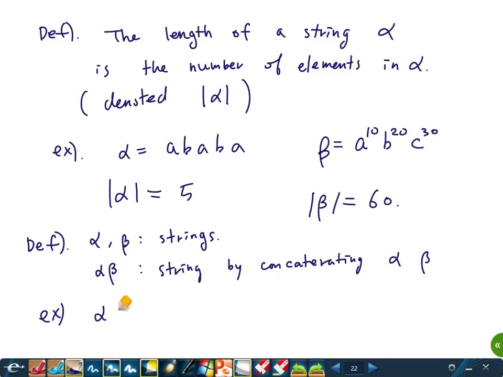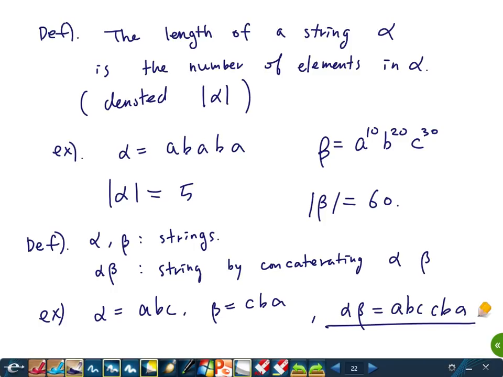So for example, maybe an example is better than this definition, I guess. Let's say alpha equals this string, and beta is this string. What is alpha beta? You just attach beta after alpha. So alpha is ABC, beta is CBA. So this is alpha beta. You can combine strings, because in mathematics we like operations. We learned strings. We want to make more strings out of old ones.